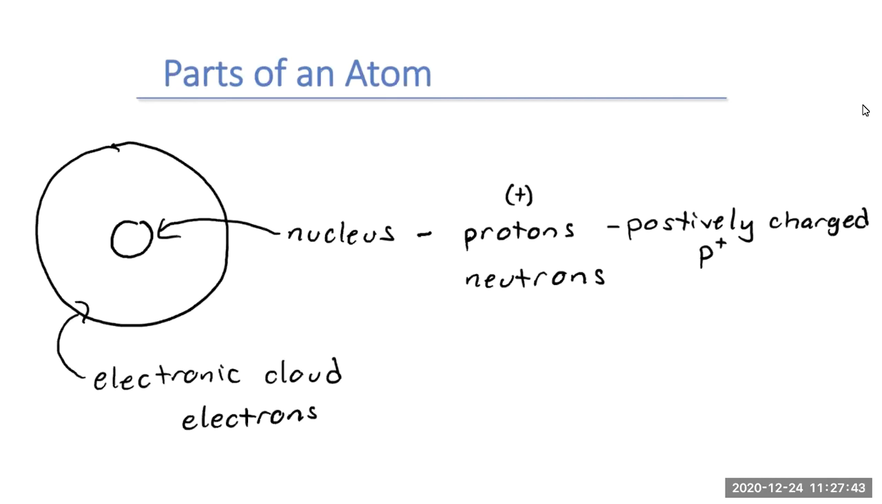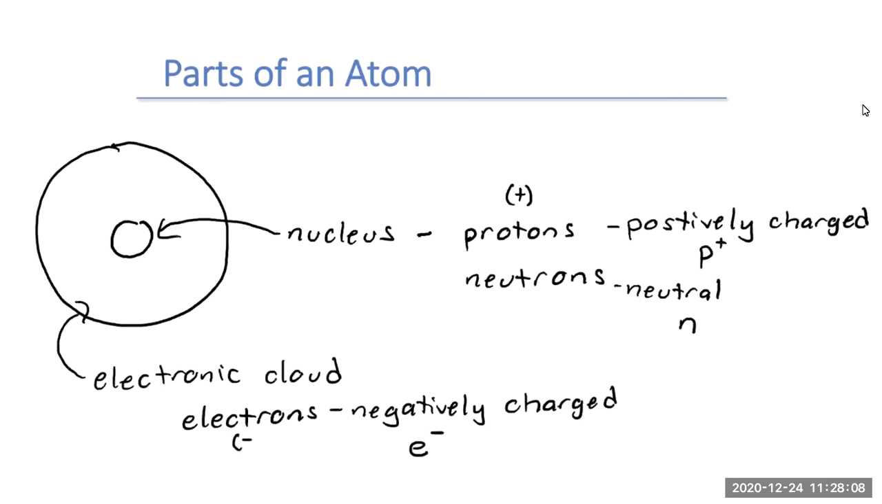The neutrons, those are neutral. And they get written with a lowercase n. The electrons, those are our negatively charged subatomic particles. And they get written with an E with a negative sign. So we have our protons are positive, our neutrons are neutral, and our electrons are negative.